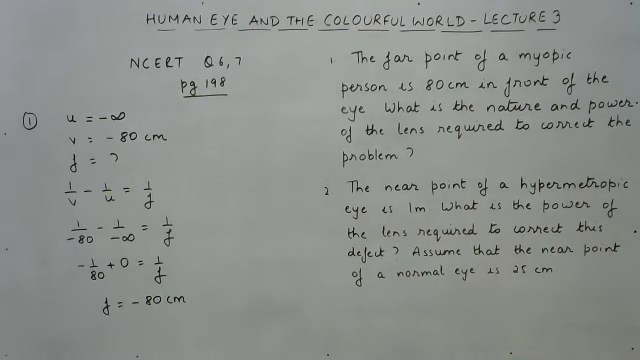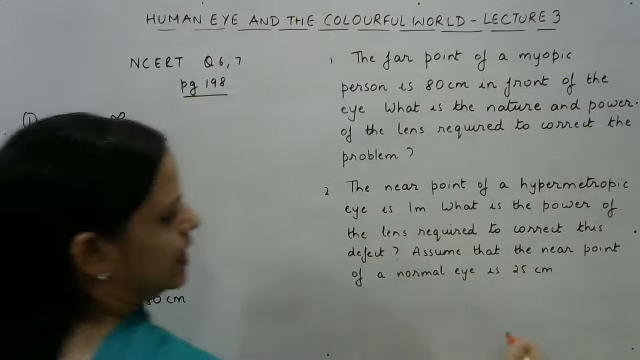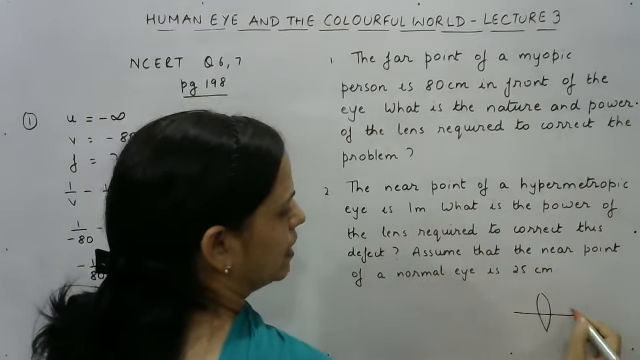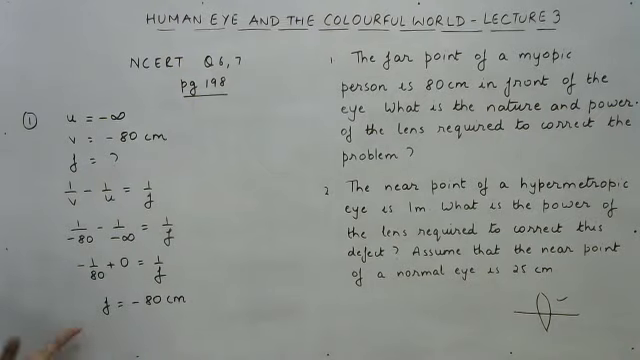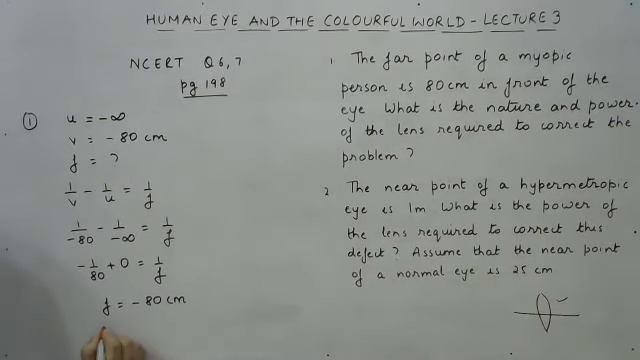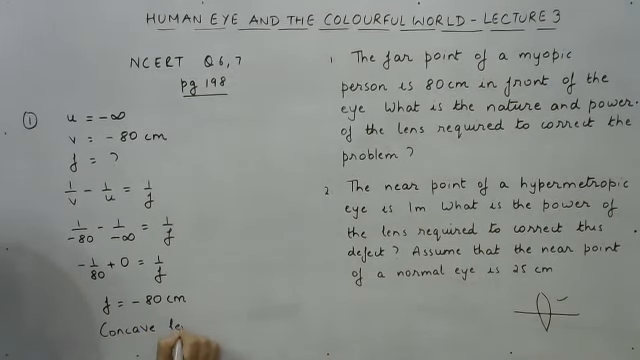So we have calculated the value of f over here. What does the negative focal length represent? The negative focal length represents that this is a... which lens? Concave or convex? You have to remember the ray diagrams for this. A convex lens has a positive focal length. So obviously the nature of the lens required over here, with negative focal length, will be a concave lens. So a concave lens is used to correct this defect of vision.